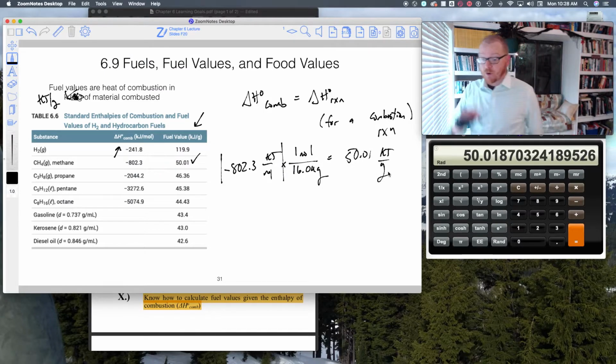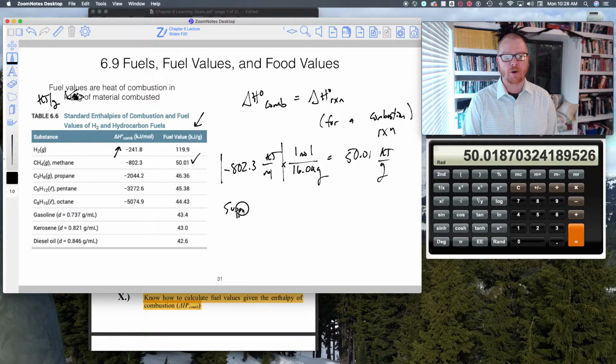So these fuel values are much more useful because, again, we don't have a mole meter in lab. We have a mass balance, right? So you could weigh out how much gas that you're using in a reaction and very quickly get the total amount of kilojoules. So for example, suppose I burn 1 gram of methane. Well, if I burn 1 gram of methane, then I'm going to get 50.01 kilojoules of energy. Okay, so that's why the fuel value can be more useful for engineers, for example.